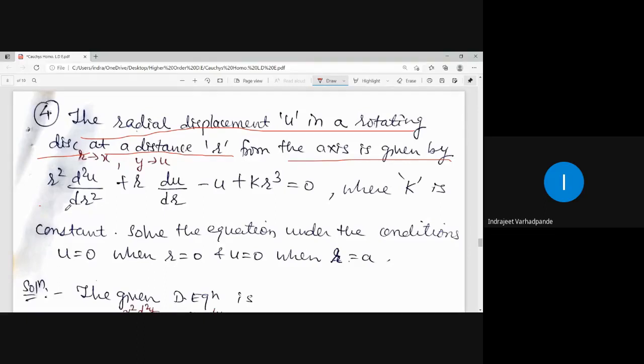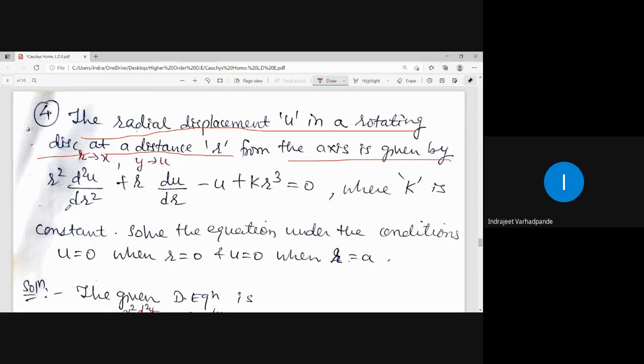For Cauchy's homogeneous linear differential equation, if dy by dx is the derivative, what variable is multiplied with that, x or y? What is multiplied with dy by dx? It is multiplied by x. With d2y by dx square, what is multiplied? x square. So I say that it is Cauchy's homogeneous linear differential equation.